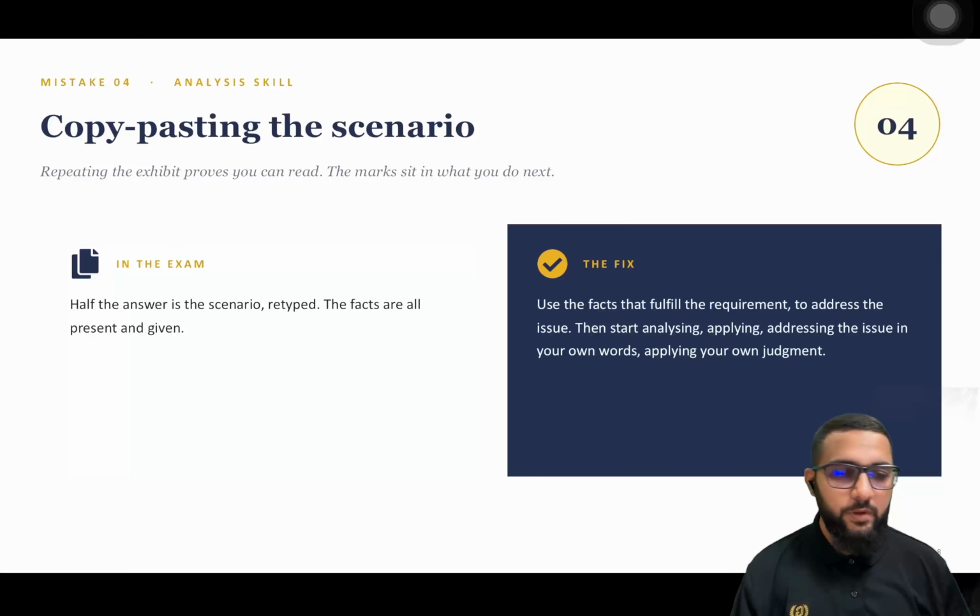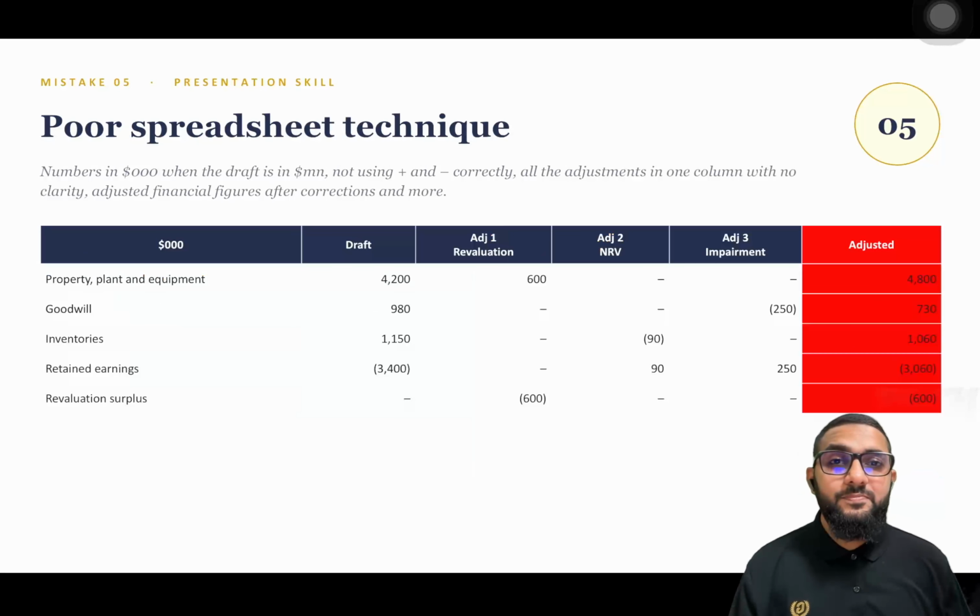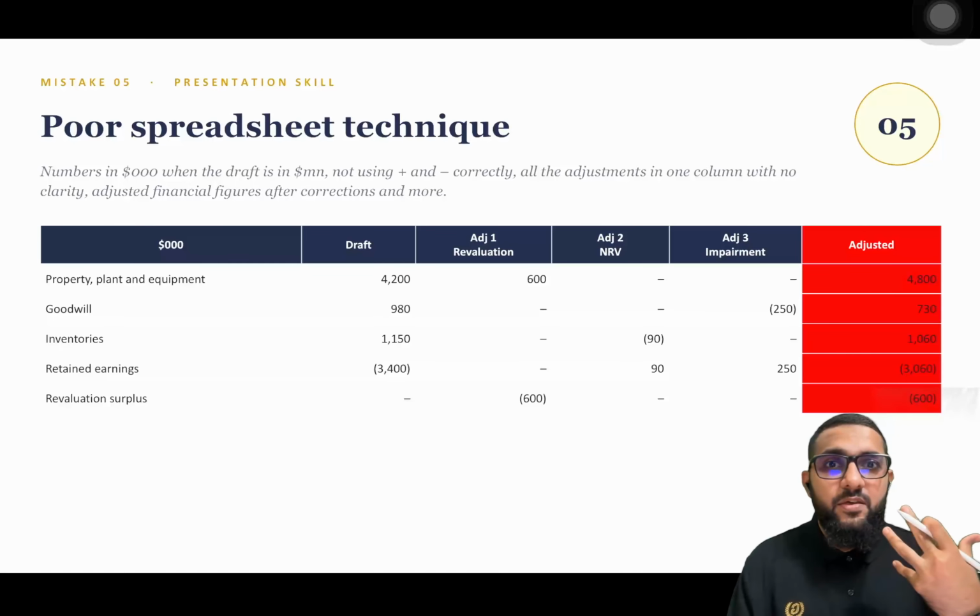Then mistake number 5, where the spreadsheet technique is not fine. It's poor spreadsheet technique where, let's say, the numbers in the draft are given in $1,000,000.